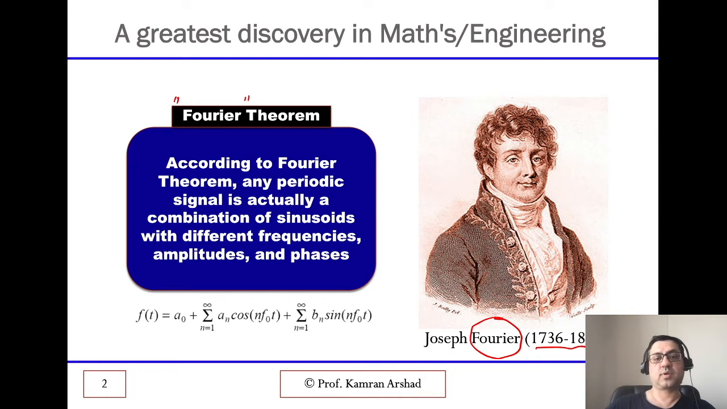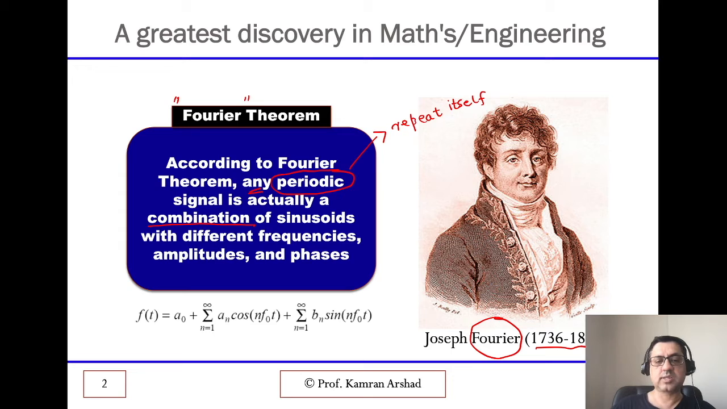Now what Fourier discovered, initially he said any periodic signal, and when we use the word any, it means any shape. The only condition is that it is periodic. You know very well what is meant by periodic: a signal which repeats itself. So any periodic signal is actually a combination of sinusoids with different frequencies, amplitudes and phases. What Fourier told us, which we now call the Fourier theorem or Fourier series, is that any shape that is periodic can be written as a combination of a large number of sinusoids.